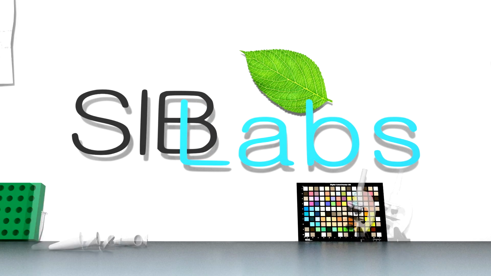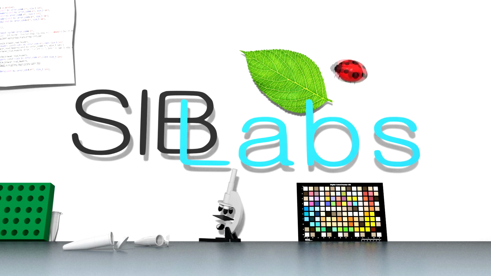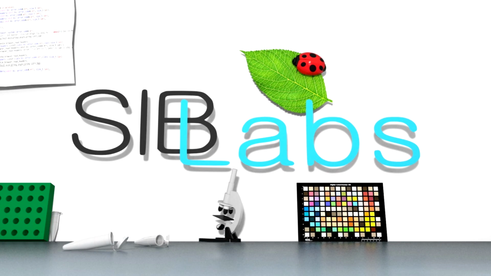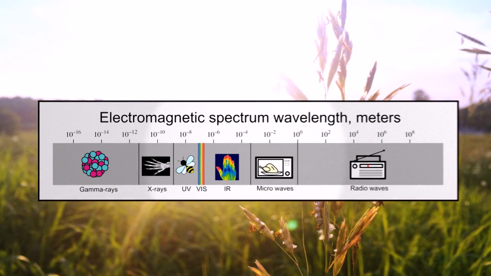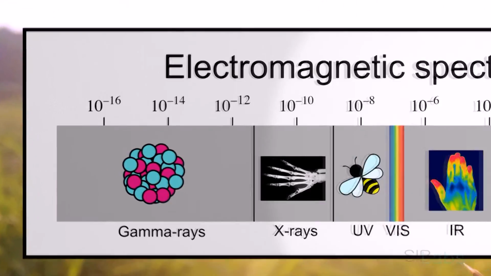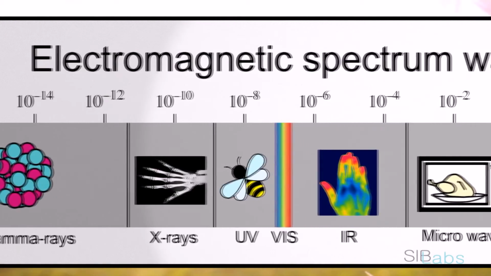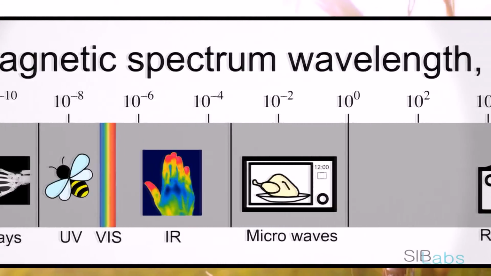This is Siblabs. The infrastructure of Siblabs includes different instruments extremely useful and important for research and development work in the fields of microscopy, digitization, biomaterials and colors. In this video, let us talk about colors and spectral imaging. So what is spectral imaging?